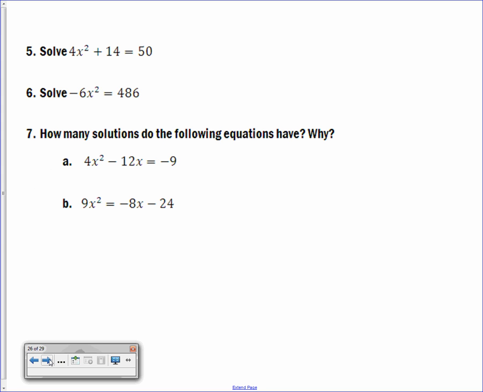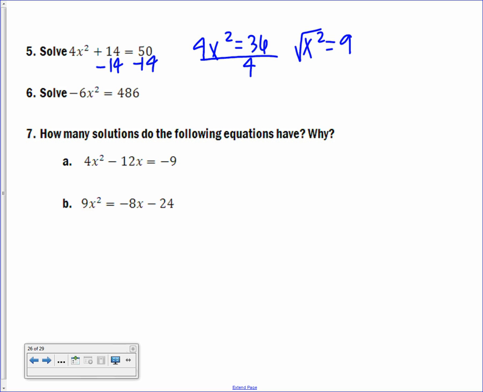Number 5, solving. First thing I would do here, subtract 14. This is very similar to what you just did in the power chapter. So you've got 4x squared equal 36. Then you would divide by 4. Very similar to chapter 7 here. x squared is 9. Square root that. That's going to give me, and here is the tricky part where you're going to lose points on the exam, plus or minus 3. Okay, every time you square root something with an equal sign, you've got a plus or a minus, just like in chapter 7.